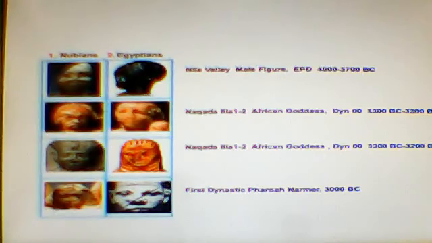The statues of the Nile Valley, 4000 BCE. You have the Nubians and the Egyptians looking very similar. You have Nikeda, the African goddess, 3300 BCE. Same thing. Nubian, Egyptian. Okay? Remember the Nubian tools, which would have been used to make things such as structures and buildings and statues.